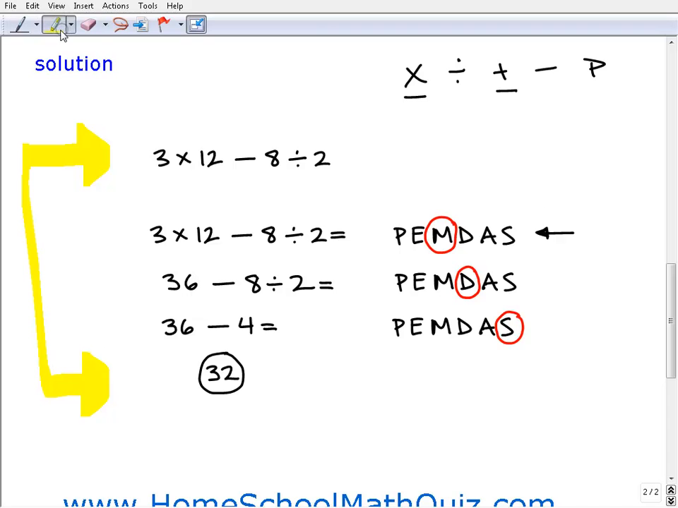So I don't want to turn this into a full lesson on order of operations, but it's extremely important that you master this and fully understand how to work these problems. All right, let's get to our solution here.